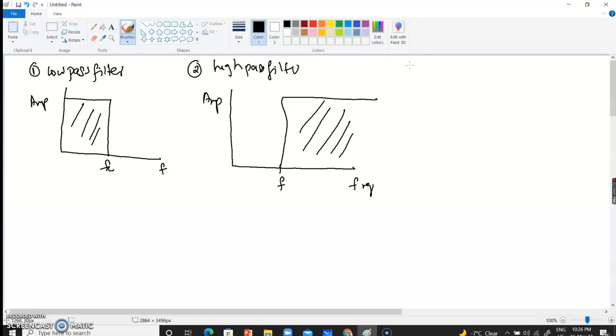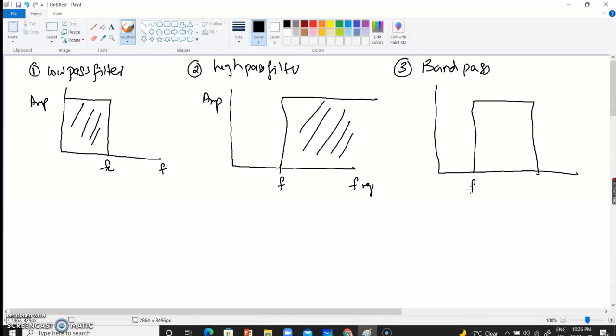The third type of filter that we have is called a band pass filter, in which you have the liberty to allow frequencies within a certain range, FC1 to FC2. So there will be two cutoff frequencies, and you can have the maximum amplitude in between the two cutoff frequencies, right? So that is the third type of filter, which is called a band pass filter.